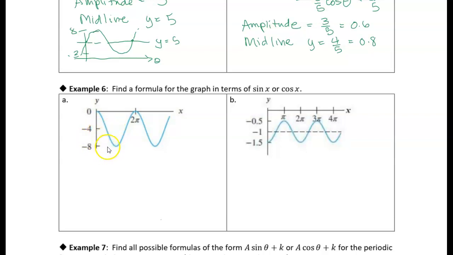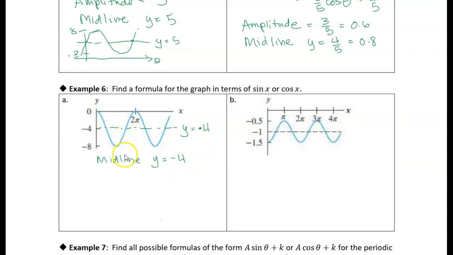Now, it looks like our function goes from 0 to -8. So what's right in the middle is this -4. So I'm just going to draw in the midline at y equals -4, right? So we know that our midline is y equals -4. Okay, that should be a minus. All right. We can also figure out the amplitude.